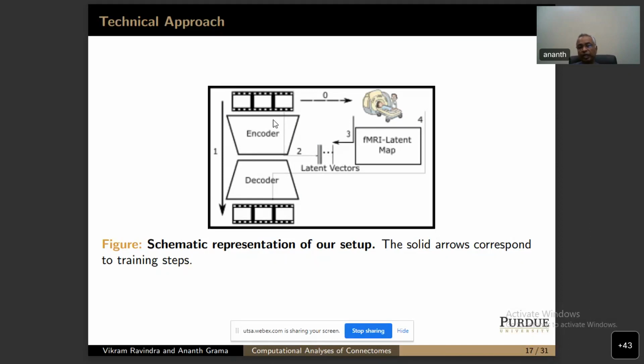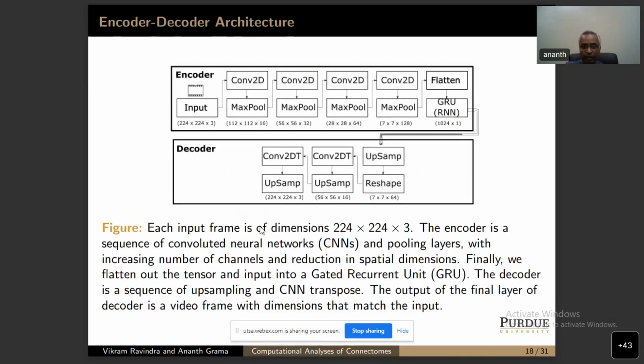The first path is simply from the encoder through the decoder back to the video itself, or I can come from the fMRI into this latent space and into the decoder to do the reconstruction. So this is pretty cool. And the encoder decoders are not particularly complicated.